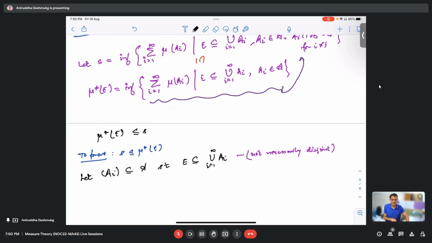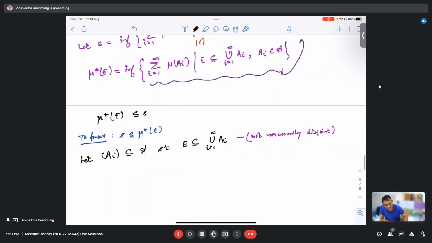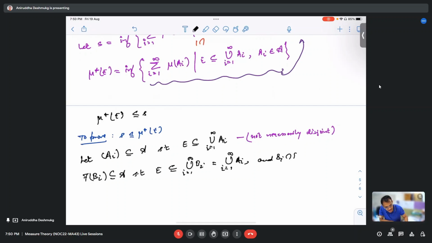Yes, sir. By the earlier result. Exactly. So we have seen that in an algebra, given a countable union, I can make it pairwise disjoint without really changing the union, right? Yes, sir. So there exists another sequence such that E is contained in this union of B_i. In fact, the union of B_i is equal to the union of A_i, and B_i intersection B_j is empty for i not equal to j.